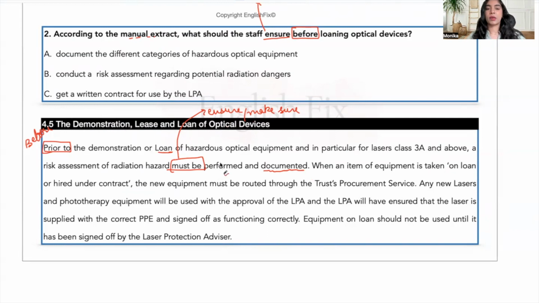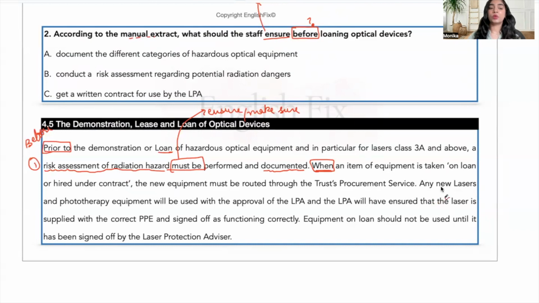Okay, documented, performed. All right, so this is one thing that they have told me has to happen before you actually give the optical equipment. This is the first thing. Maybe there are other things as well that might happen, right? So the risk assessment part of radiation hazard is one which needs to happen. Then they are telling me that when an item of equipment is taken on loan or hired under contract, the new equipment must be routed through the relevant service. So they're not saying before, they're saying that when the process of loaning is happening. But my question is asking about before. So this little thing here tells me that my answer is not going to come from this sentence.